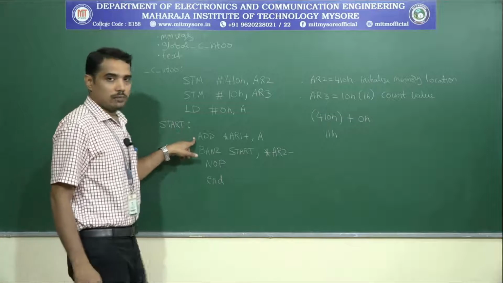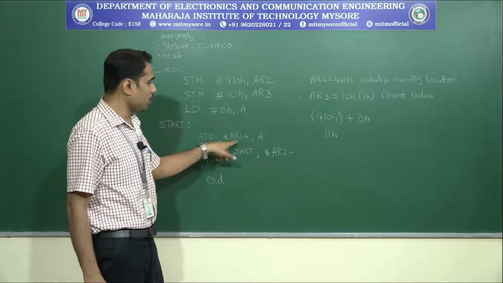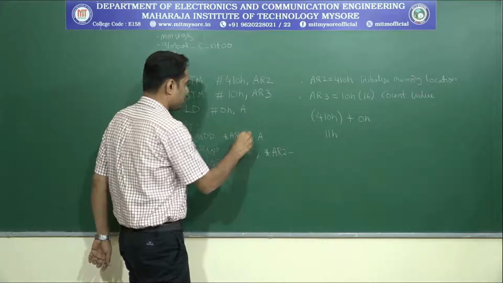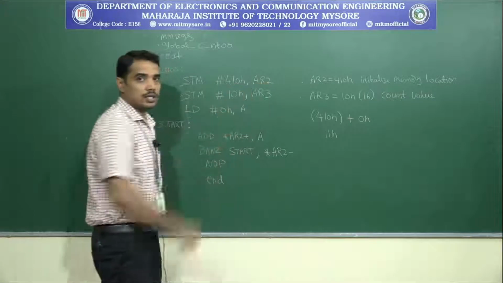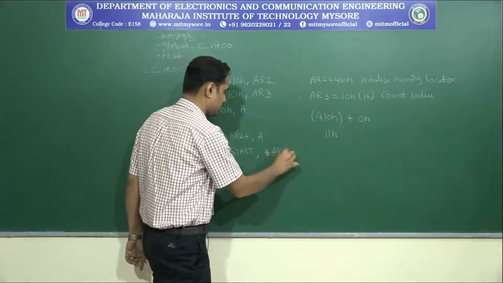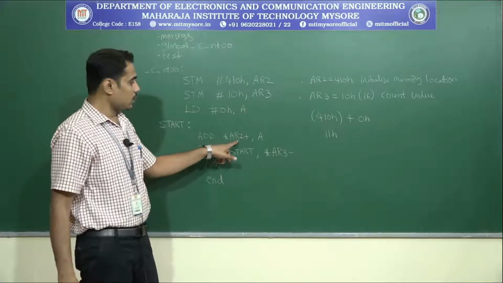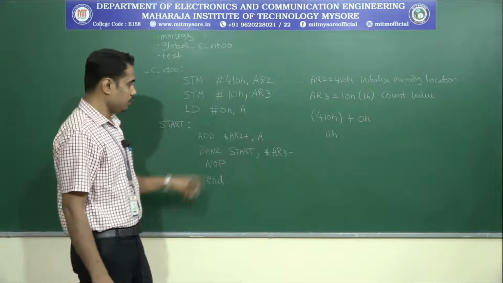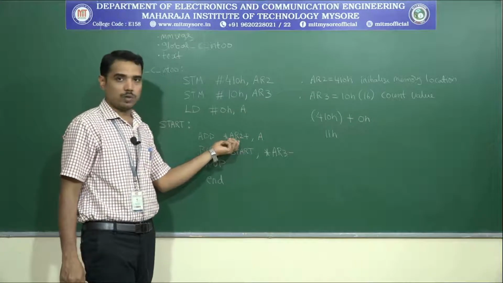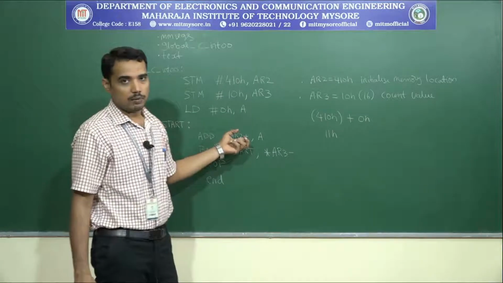Then the addition operation starts from this instruction. ADD *AR2+, A. Sorry, here it has to be AR2 because I have considered AR2 here, and this has to become AR3. Okay. ADD *AR2+, A. That means here we can see indirect addressing mode is coming into picture with respect to post increment operation.